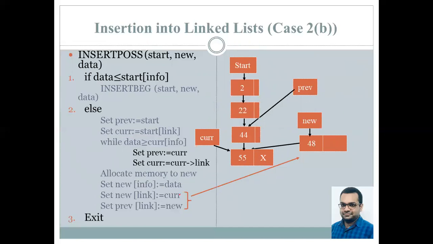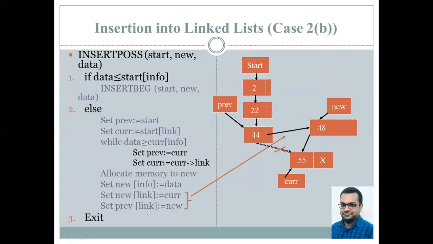Now the new link will be made to point to the node that is currently pointed by the current. So over here you can see current is pointing to 55, the node containing the value 55. Therefore, new's link part will also start pointing to this node. Now the last statement, that is the previous link equals to new, will cause this assignment to take place. So earlier, the node that is pointed by the previous, which contains the value 44, was pointing to 55. Now you can see over here, this link is broken and this new link is established.